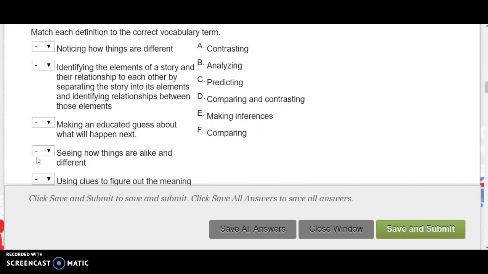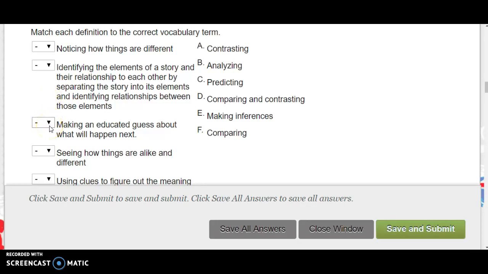Question 5. Match each definition to the correct vocabulary term. Definition 1. Noticing how things are different. Definition 2. Identifying the elements of a story and their relationship to each other by separating the story into its elements and identifying relationships between those elements.